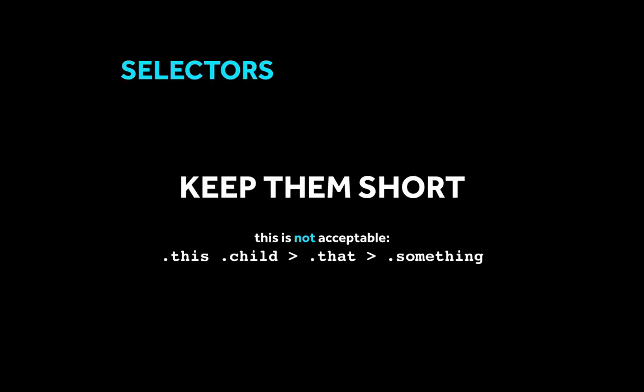So this is what I mean about a long selector as a whole. It's like this dot child and then some direct descendants and some of those other things. You want to avoid that. Instead of having this long selector, it should be just dot something. So trying to narrow it down.